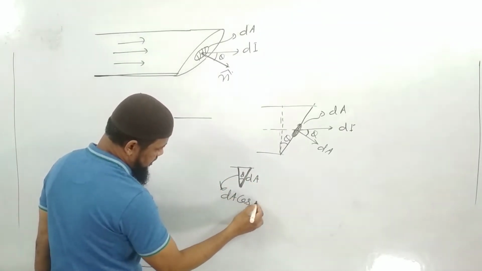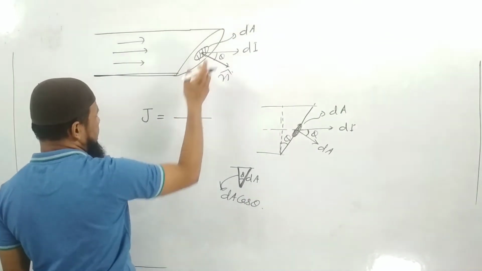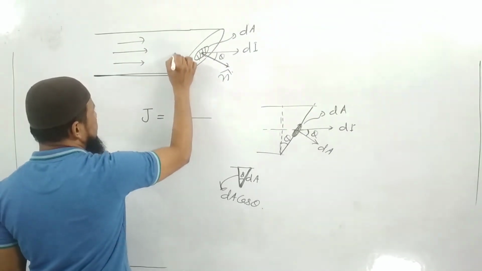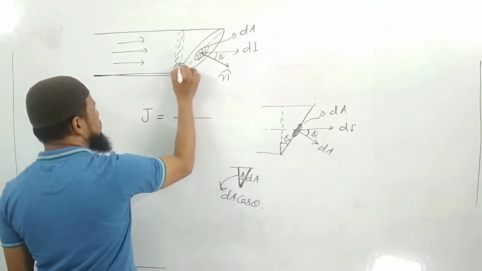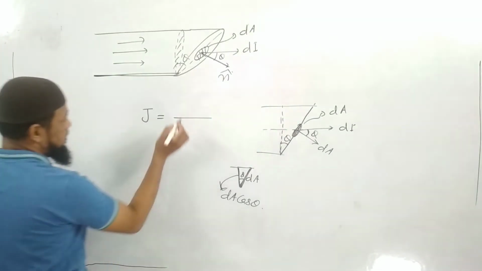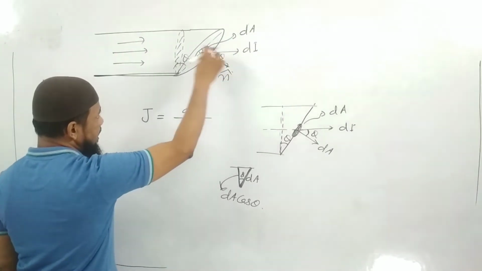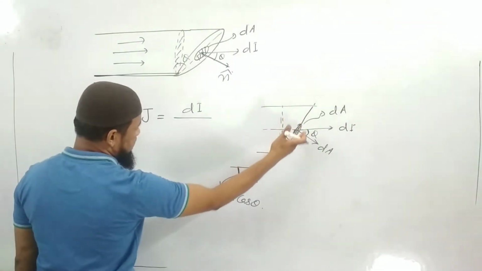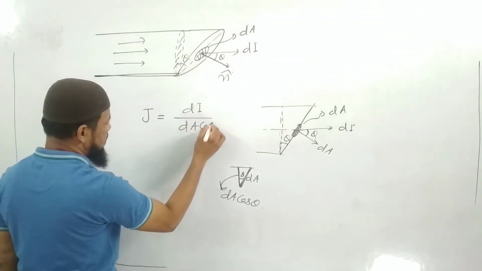dA cos theta. So in this situation, we cannot consider this entire area. When we integrate dA we will get the entire area, but we will not be considering that. We will consider the area perpendicular to the direction of current. From here to here, this angle is theta, the same angle. So now J will be defined as dI through this portion, divided by the area, but instead of dA we consider dA cos theta.